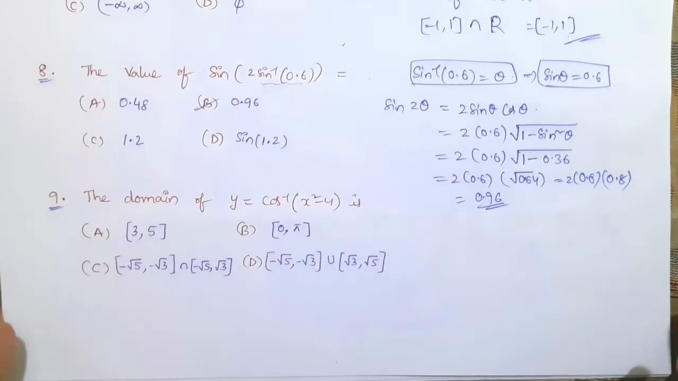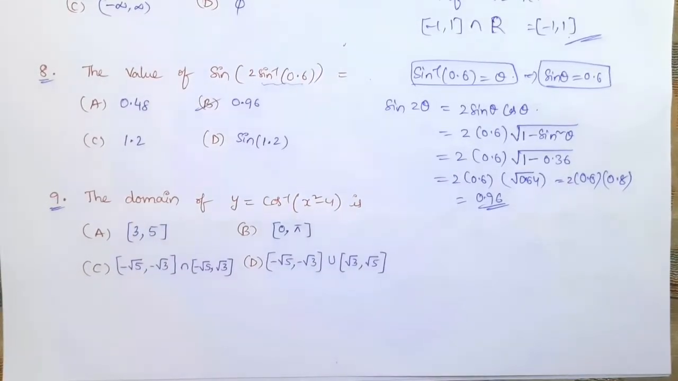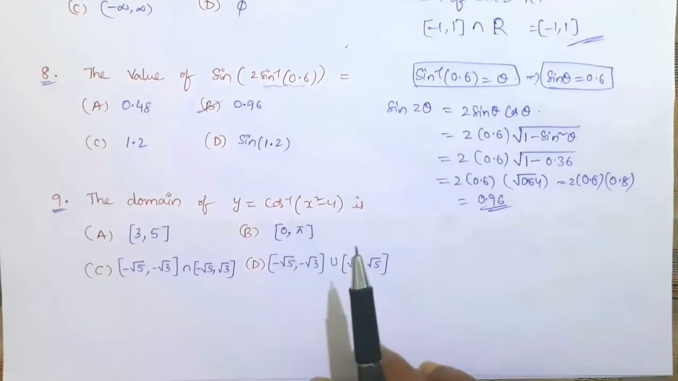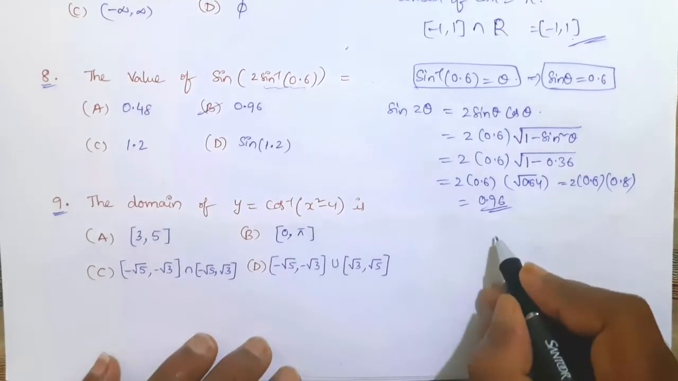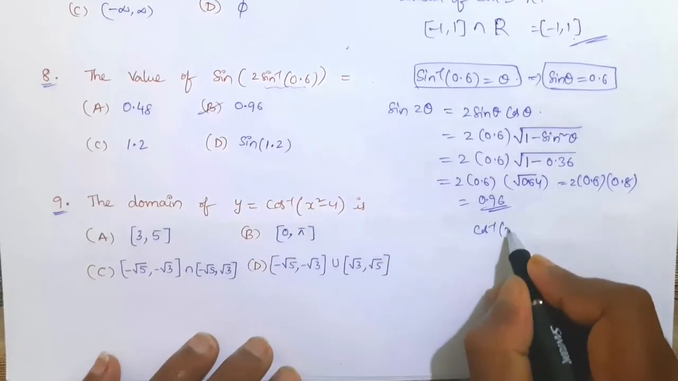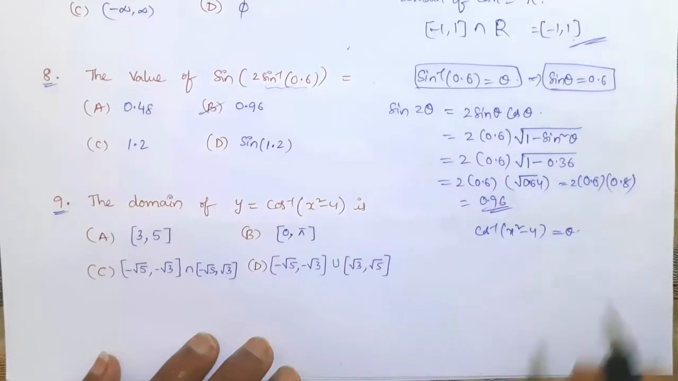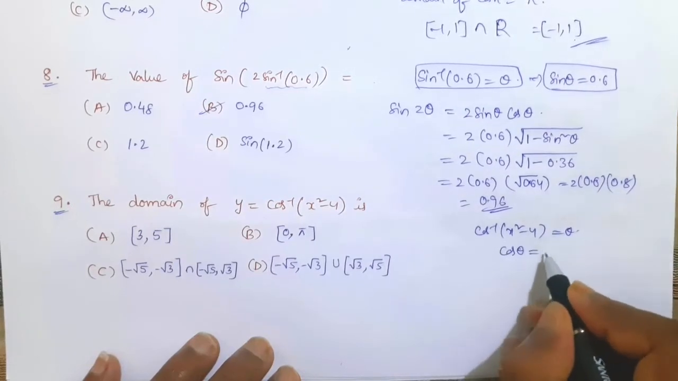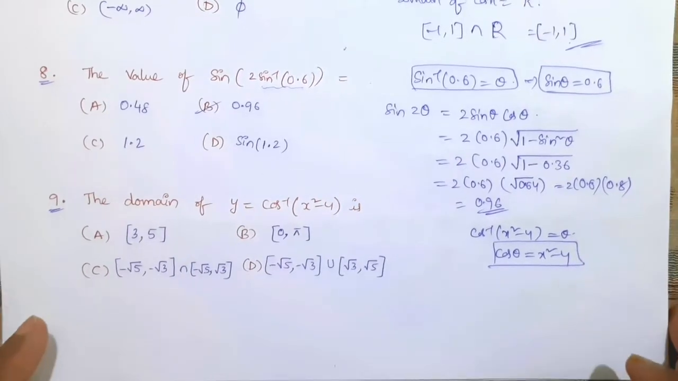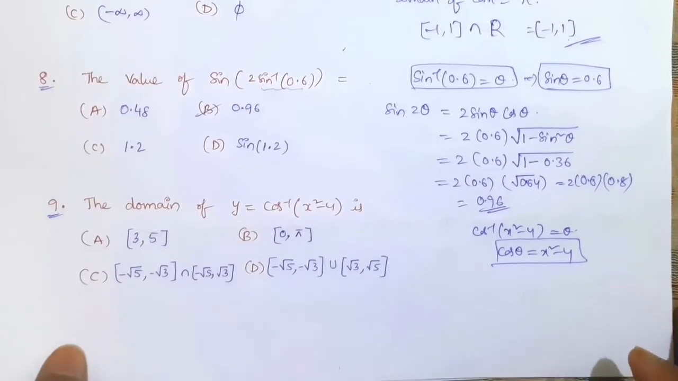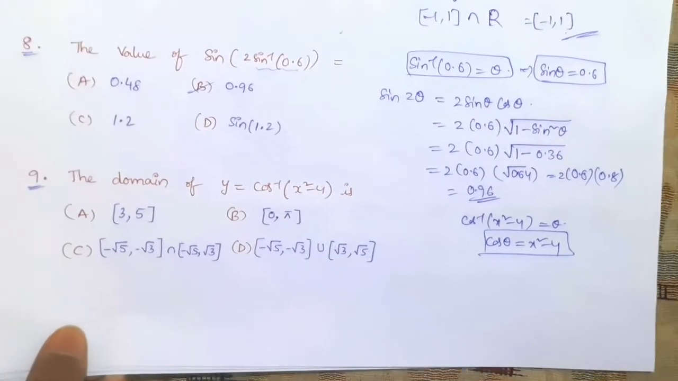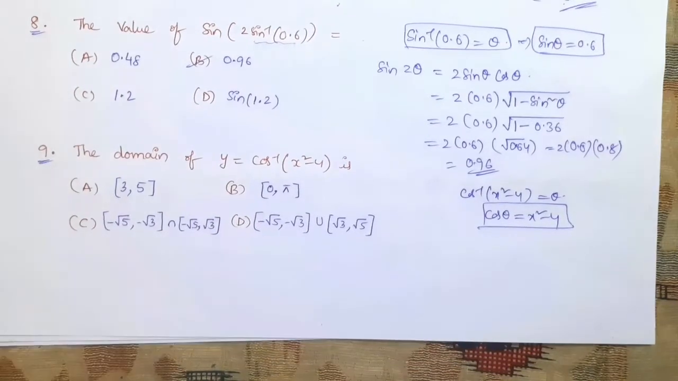Next, the domain of y is equal to cos inverse of x square minus 4. As you know, cos inverse of x square minus 4 equals some theta you take, that means cos theta is equal to x square minus 4. This is similar to question number 5, if you are writing the notes you can identify.